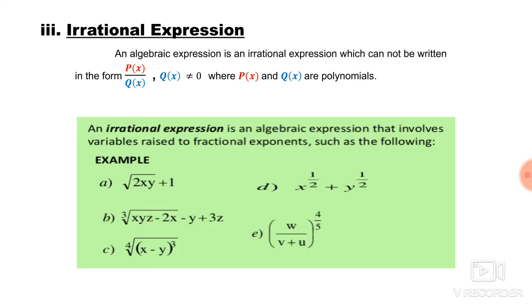These are the examples. Square root of 2xy plus 1, we cannot write it in p(x) upon q(x) form. Same happens here because we are having rational exponents. We are having radicals here. Same happens here. So irrational expressions are the expressions which cannot be written as a ratio of polynomials.